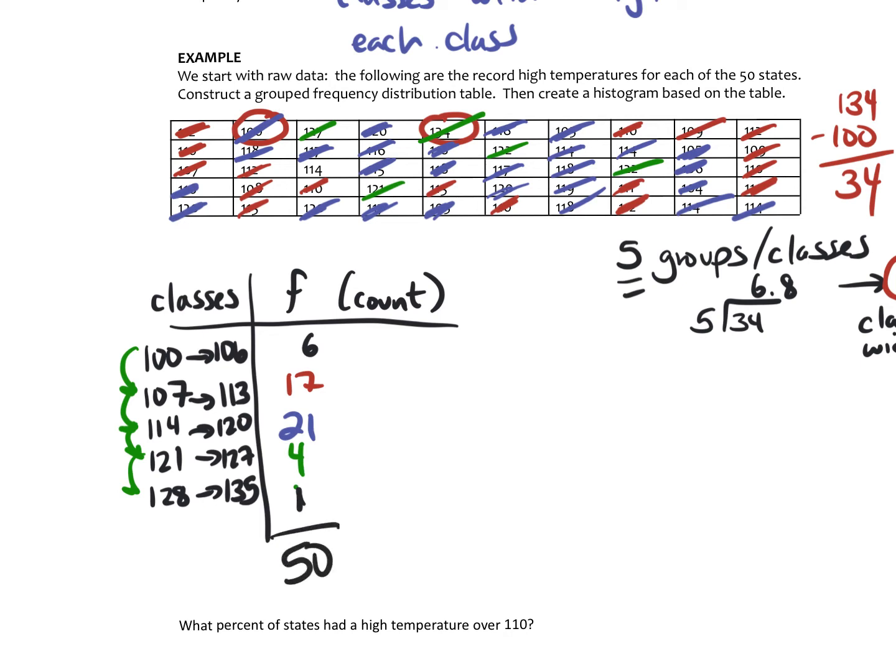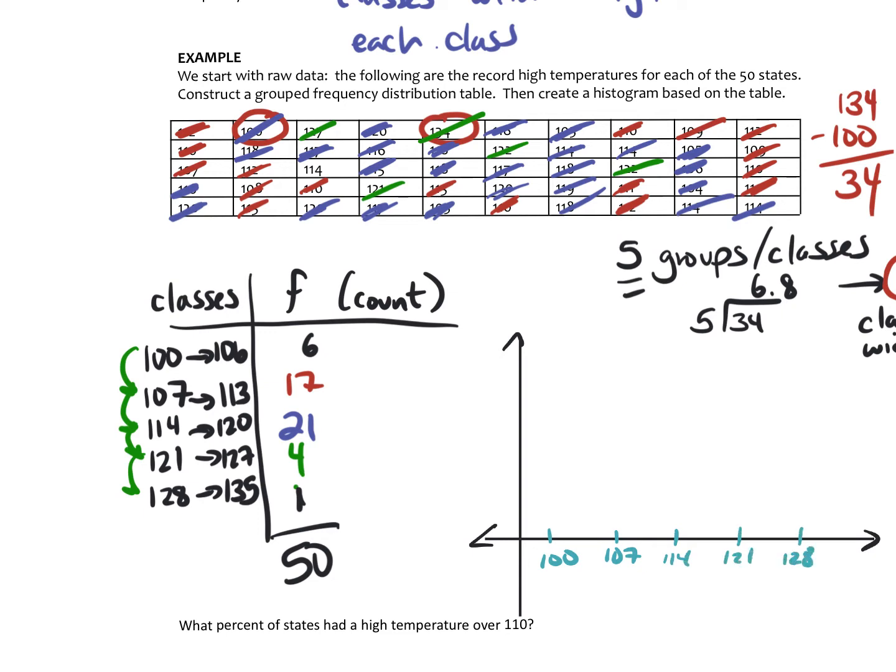So I put the data into classes, and now I know how many are in each one. This will help me make my histogram. A histogram, again, is just a fancy bar chart. So I'm going to start with a horizontal line here, and then another one here. This is kind of my axes. On the axis, I'm going to put these numbers: 100, 107, 114, 121, 128.